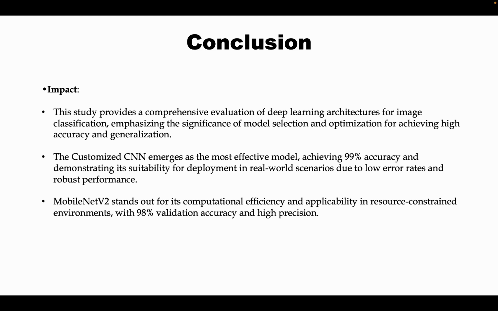In conclusion, our research demonstrates that this study provides a comprehensive evaluation of deep learning architectures for image classification, emphasizing the significance of model selection and optimization for achieving high accuracy and generalization. The customized CNN emerges as the most effective model, achieving 99% accuracy and demonstrating its suitability for deployment in real-world scenarios due to low error rates and robust performance.